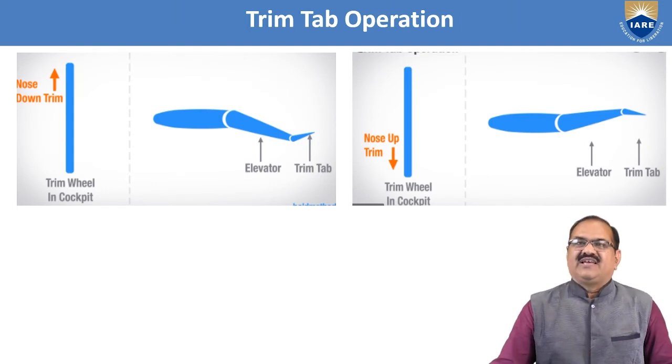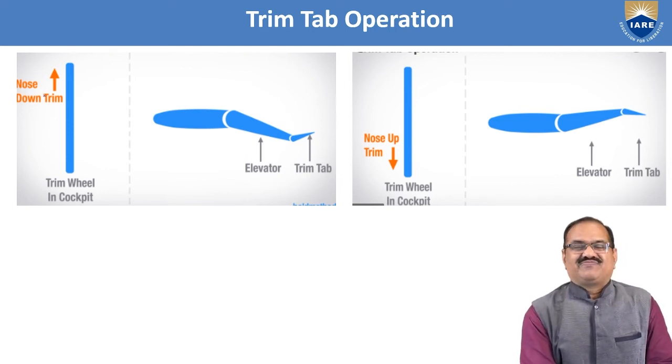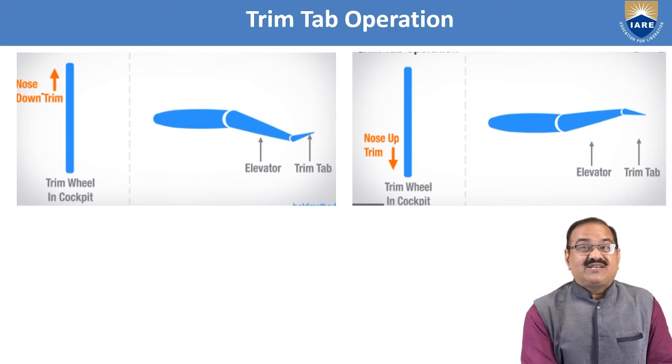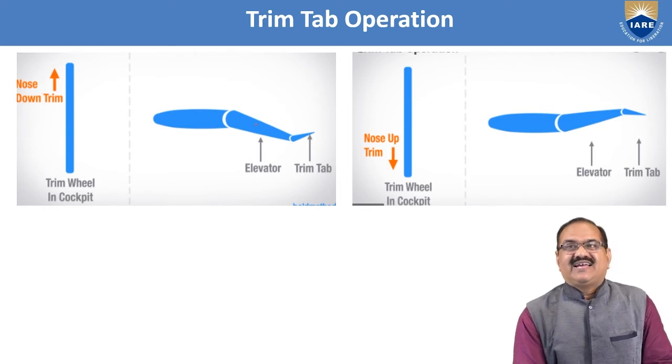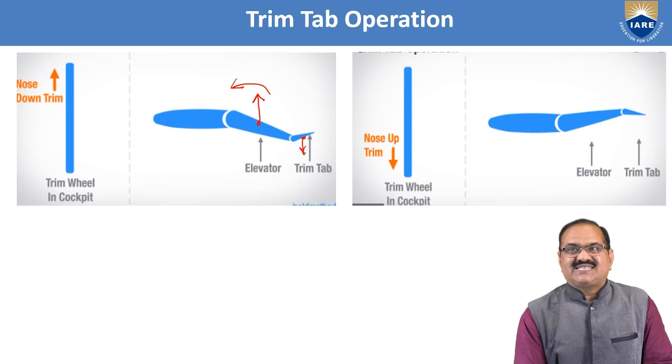Here you can see the nose down trim. Nose down trim means what? Here lift is generated, and this will make nose down. So here, what will happen? It will make a lift like this, and it will make a moment like this. So this moment by the elevator will be countered by the moment from the tail tab. So ME balanced by MT, and Fs will be 0.